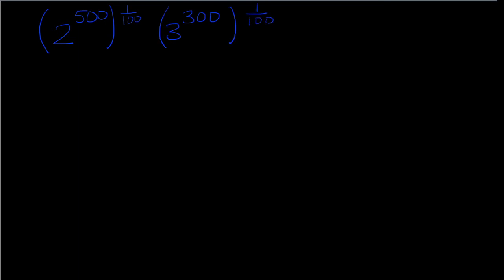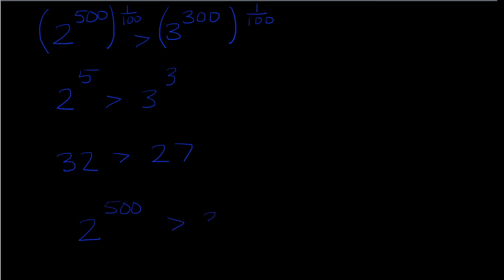We have exponent to an exponent. So 500 times 1 over 100 will be 5. And then 3 to 300 times 1 over 100 is 3. 2 to the 5th is 32. 3 cubed is 27. We know that 32 is bigger than 27. So we go back up here and say 2 to the 500th must be bigger than 3 to the 300th.